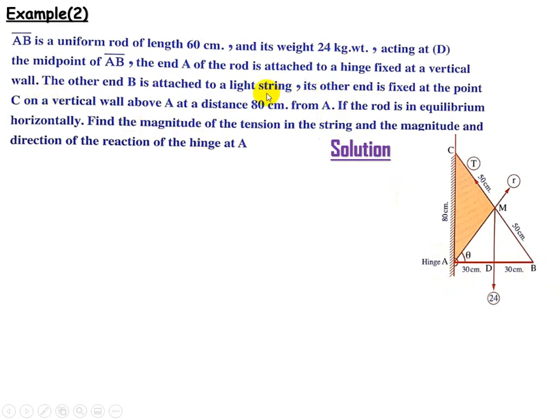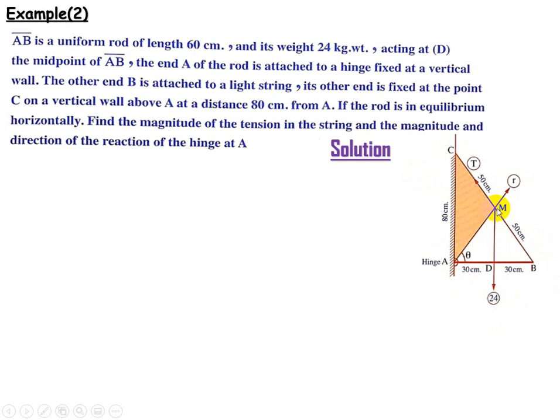by a string. This light string means it has no weight. The other end of the string is fixed at point C on the wall, vertically above A by 80 cm, so there exists tension here. We extend the weight to intersect the tension, so the reaction from the hinge passes through this point, which is M. So the three forces intersect here.